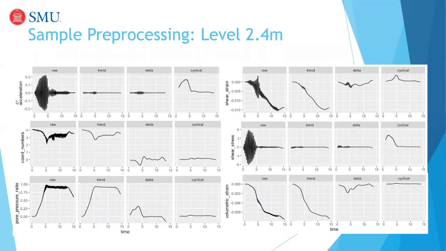In the case of level ground at this particular depth of 2.4 meters, we have acceleration. This is raw acceleration, this is raw coordination number, and this is raw pore pressure ratio that we have seen in the slides before. Each one of them gets a trend, a derivative, and an envelope. This cyclical response is an envelope in every single parameter. So we looked at acceleration, coordination number, pore pressure ratio, volumetric strain, shear stress, and shear strain.